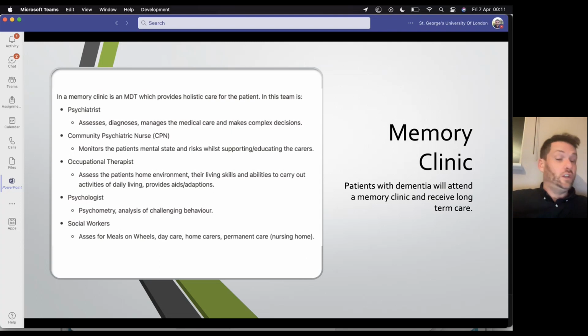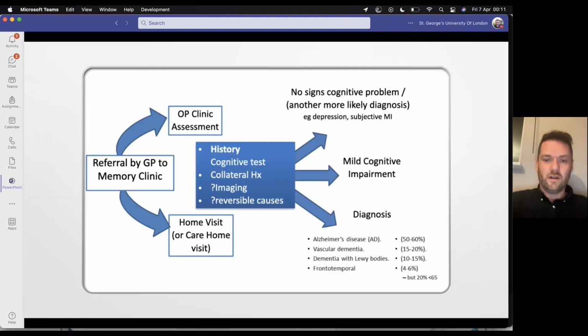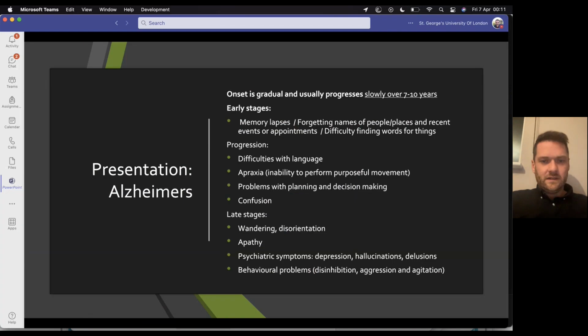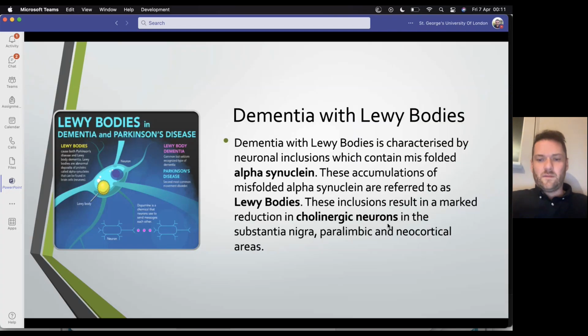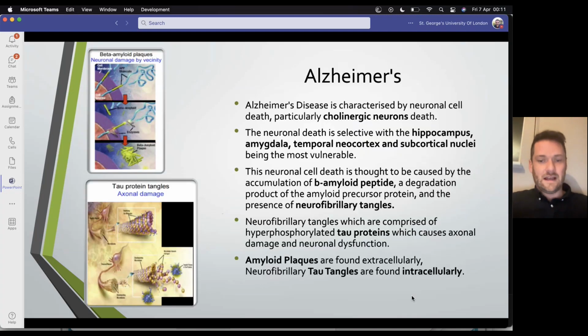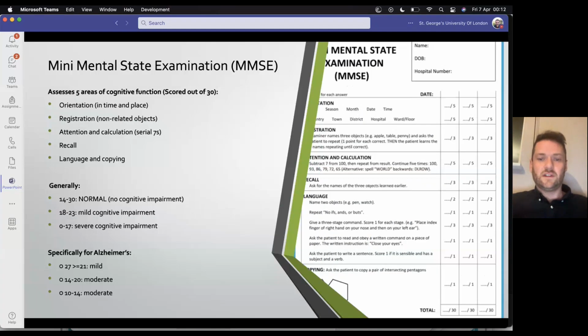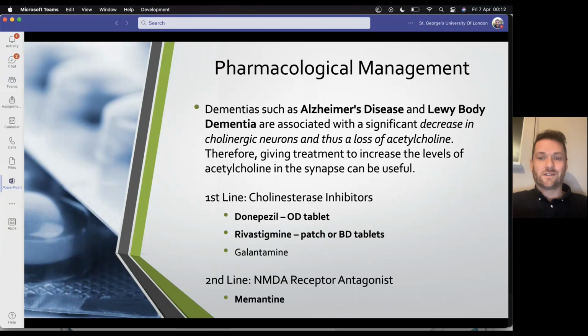As I'm sure you're aware, there isn't a cure for any of them. However, one thing it is worth noting is, if you remember earlier on, I said that Lewy bodies have a marked reduction in cholinergic neurons. I also said that Alzheimer's has cholinergic neuronal death. So for these two, we do actually have some pharmacological interventions that are to do with the fact that it's cholinergic neurons that are affected.